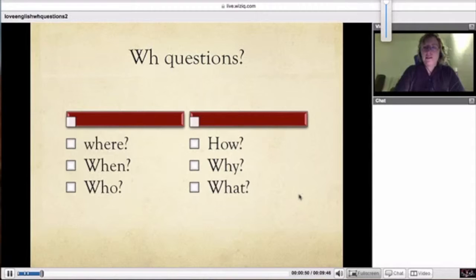There are 6 WH questions. Where? When? Who? How? Why? And what? And you may say, what about how? It's a little different. What's different about how is the W and the H are split apart and in different order. So 5 of these words start with a WH sound.